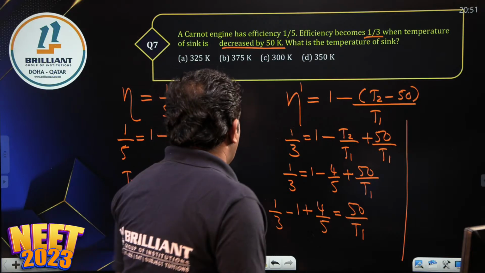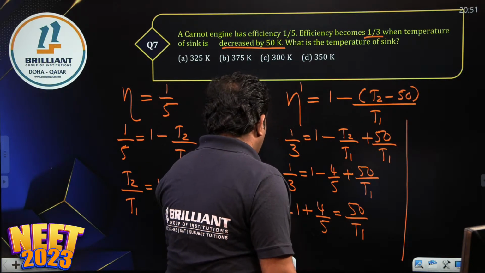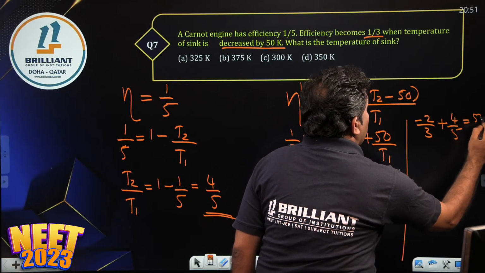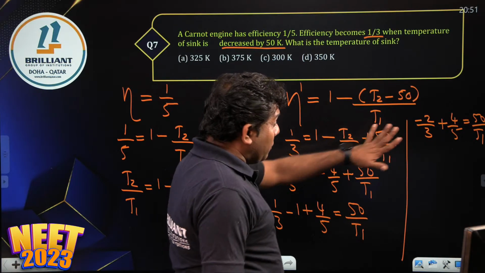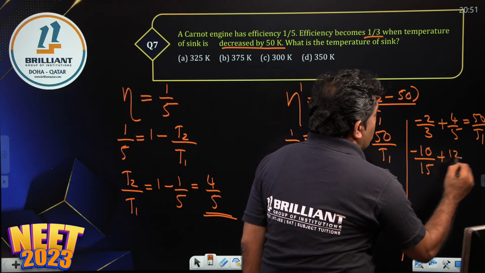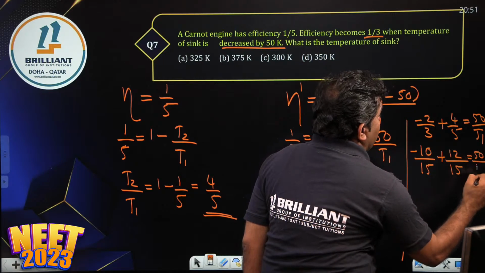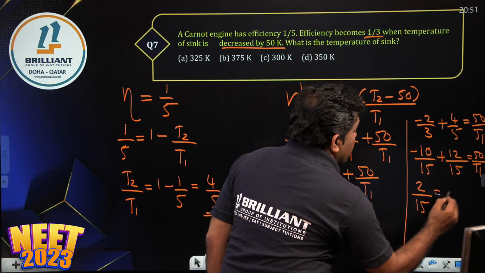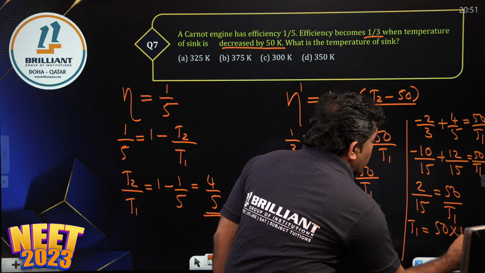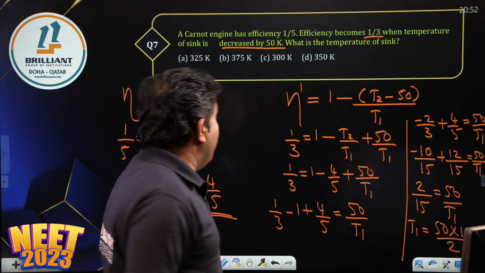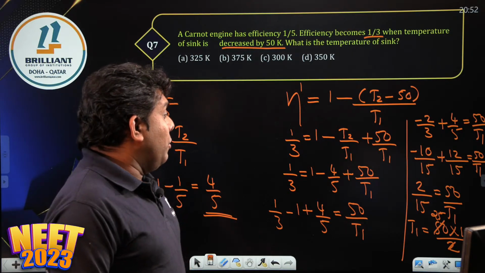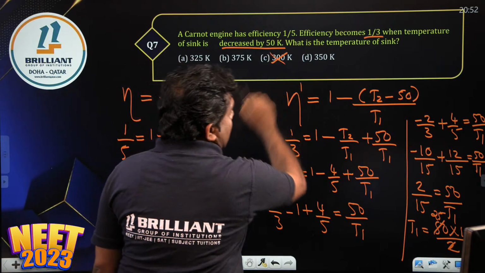Simplify the terms correctly. Look here, 1 by 3 minus 1: simplifying, it's 1 minus 3 by 3, so minus 2 by 3 plus 4 by 5 is equal to 50 by T1. Make the common denominator 15. So minus 10 by 15 plus 12 by 15 is equal to 50 by T1. So 2 by 15 is equal to 50 by T1. So we are getting the T1 value now. T1 is equal to 50 into 15 divided by 2. 50 by 2 is 25, so 25 into 15. So what's the answer coming now? We can say 25 into 15 is equal to... this answer is not correct, this answer is not correct.